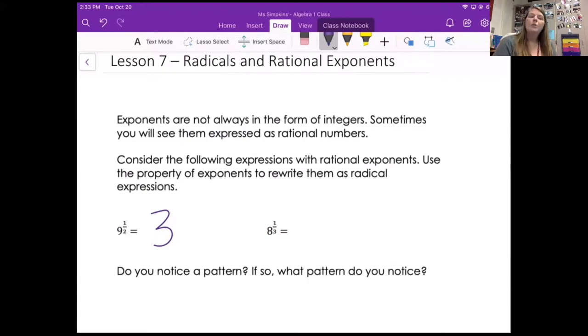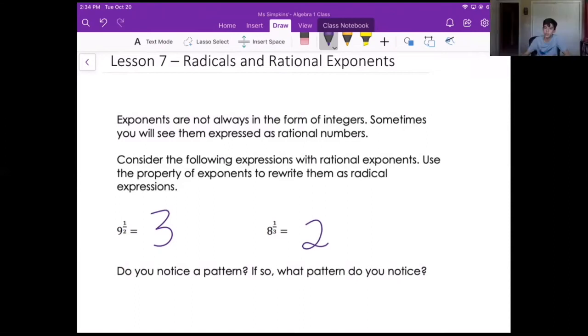9 to the 1/2 power is equal to 3. Just sit with that for a second. 8 to the 1/3 power is 2. Bryce is a genius. Okay. How did we get 3? How did we get 2? If you have an idea, if you have anything to say about that, let me know.